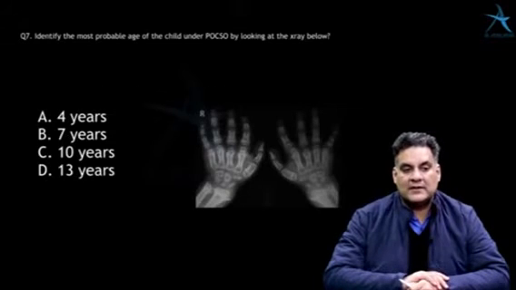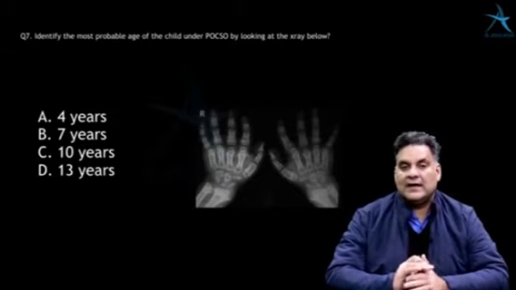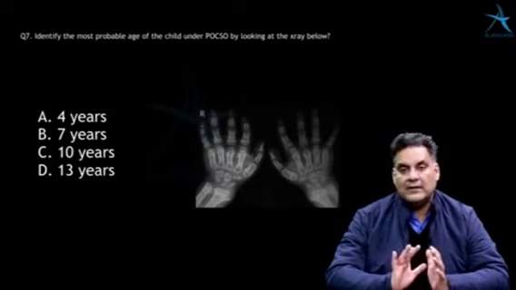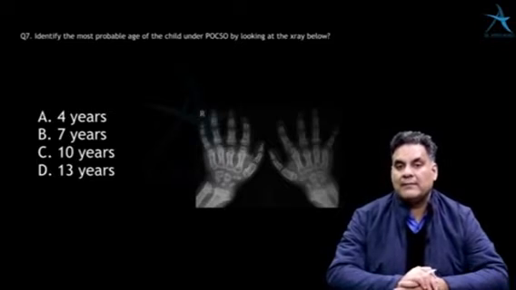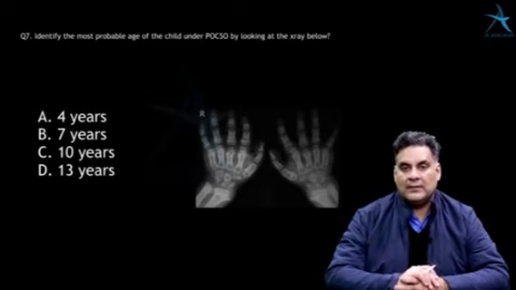Coming to the next question, identify the age of the child. They had given the wrist x-rays and they had asked you to identify the age of the child. Now there are a lot of debates how to pick this up, but this is what most of the people say, that they could see about 5 to 6 carpal bones. Now I will give you a simple way to remember.